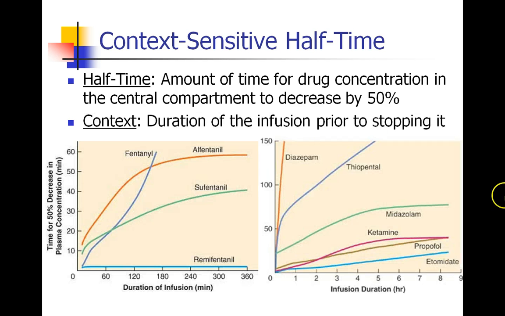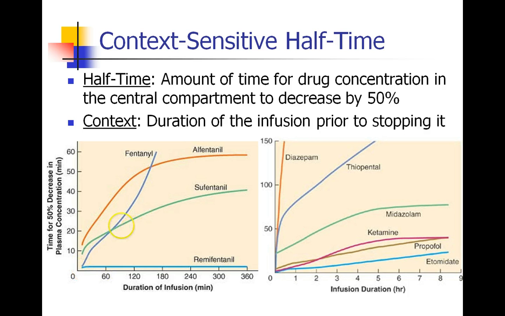If I look at a drug, this axis tells me how long it will take for the plasma concentration of that drug to drop by 50%. So let's say fentanyl. I run a fentanyl infusion, and I say it's going to take 10 minutes for the drug level to drop by 50%. That occurs when I've run my fentanyl infusion for 30 minutes. But suppose I run my fentanyl infusion for only 1 minute. Well, then it's not going to take 10 minutes for the plasma levels to drop by half. It'll take much less time.